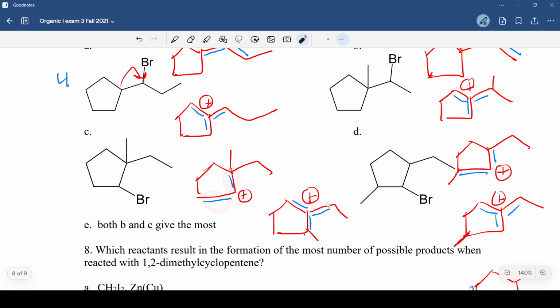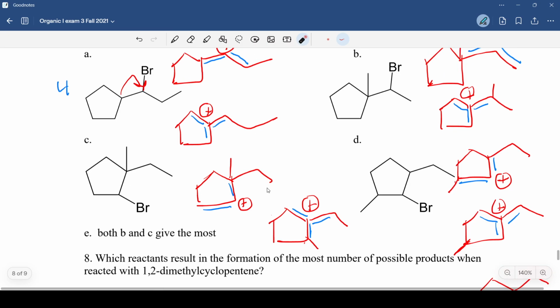1, 2, and since this one did a methyl shift, these products are different. Oh, and also, remember to take into account E or Z, because this one's pointing down, but it could also be pointing upwards. So that's also another product that you can make. So this would be 1, 2, 3, 4, 5, and then 6.